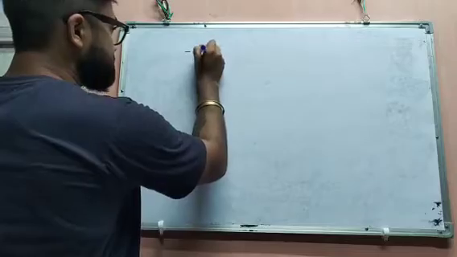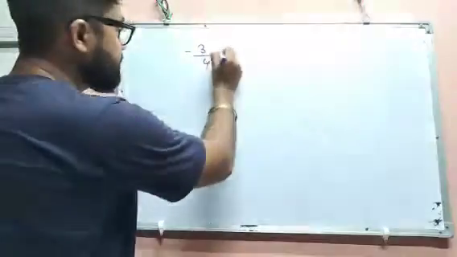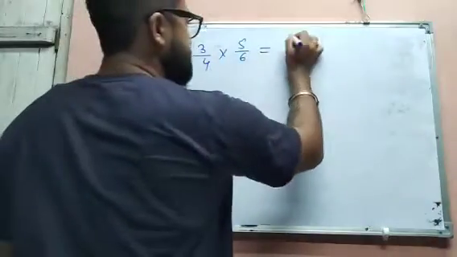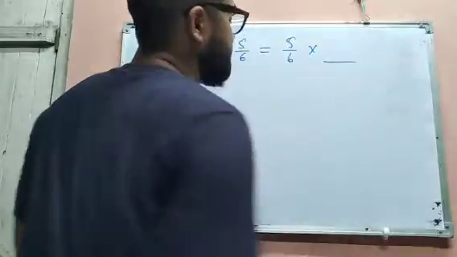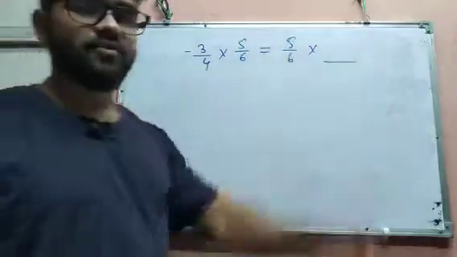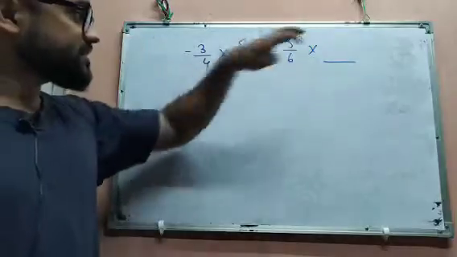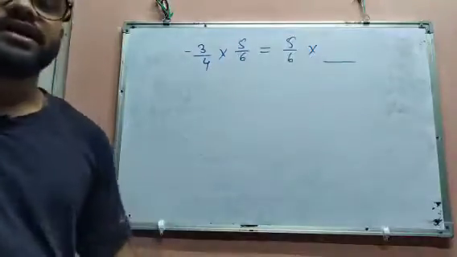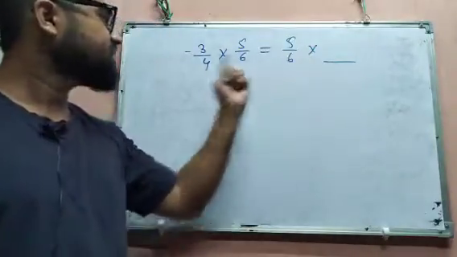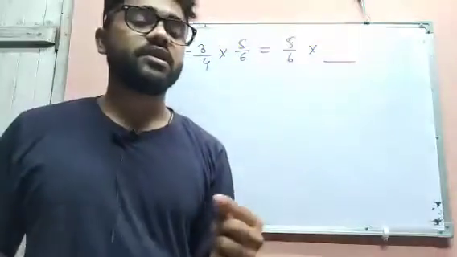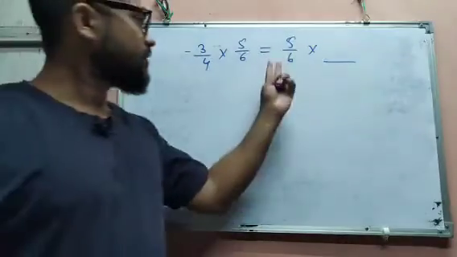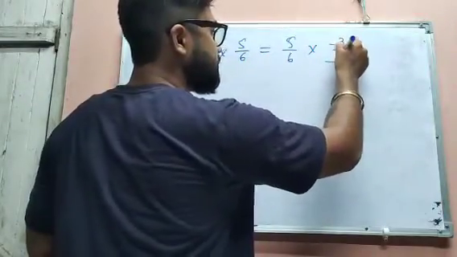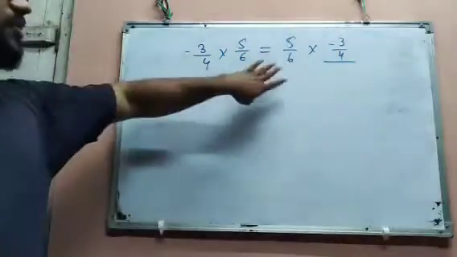Suppose you have been given minus 3 by 4 into 5 by 6 equal to, and we may be given 5 by 6 into, fill the empty place here. So here, minus 3 by 4 into 5 by 6, and 5 by 6 into what number may it be here? That means we know the first property, the commutative property. So according to that property, here it will be minus 3 by 4. So we are using that property.